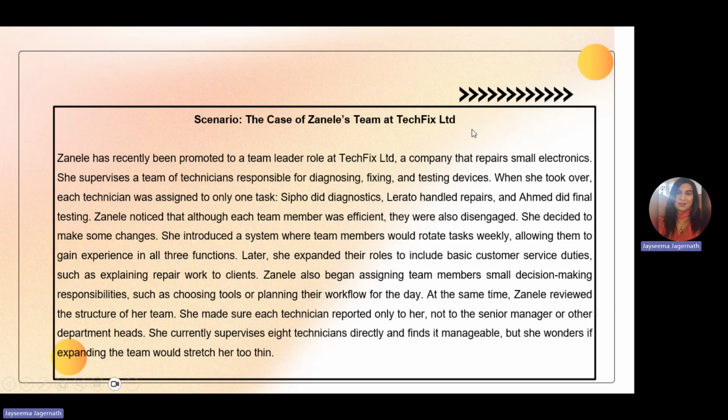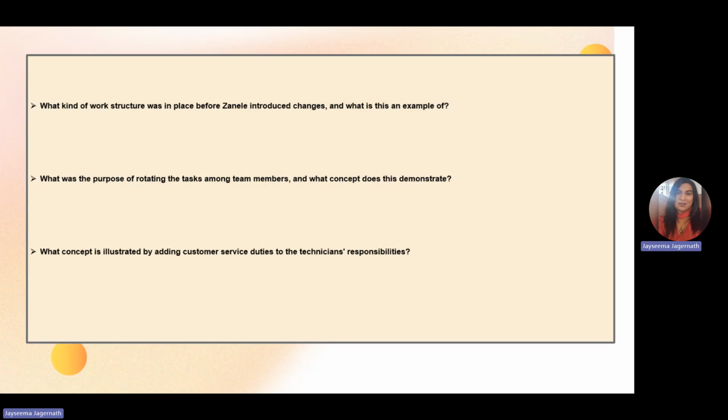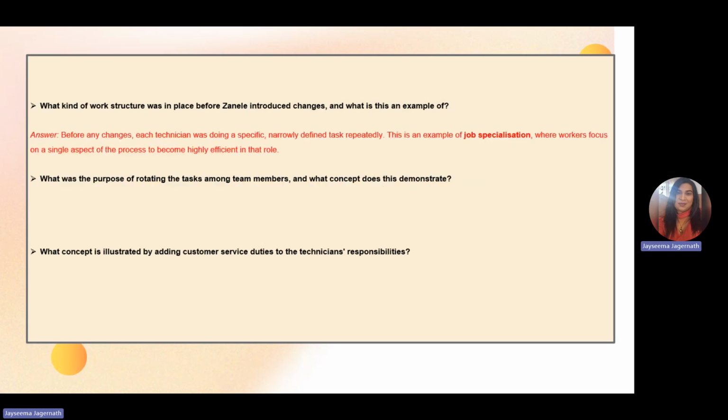So in this little scenario, there's various concepts relating to organization that can be tested. The first one says, what kind of work structure was in place before Zanele introduced changes? And what is this example of? So before Zanele introduced the changes, each technician was doing a specific task, which was repeatedly done, and you could refer to them as specialists. And this type of organization is job specialization.